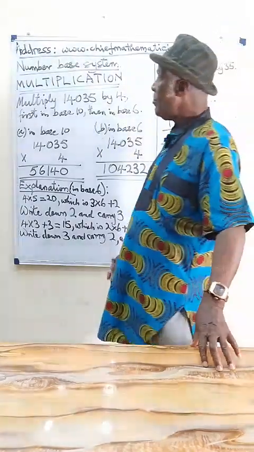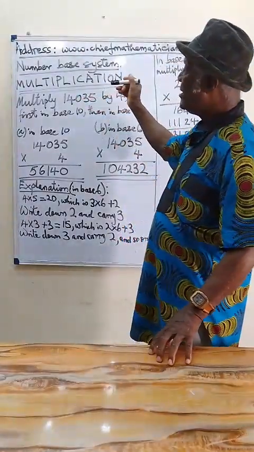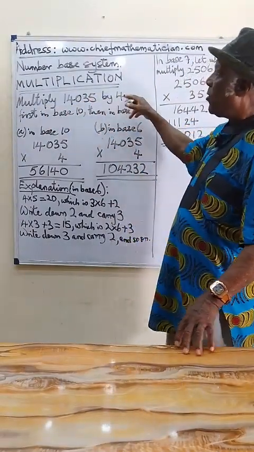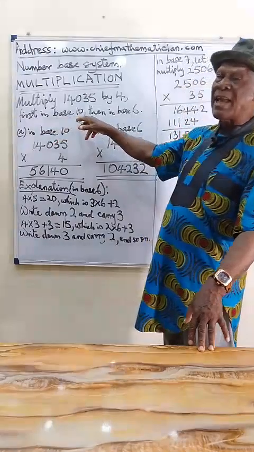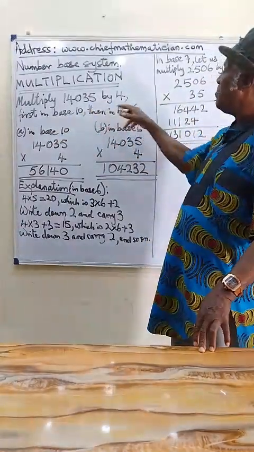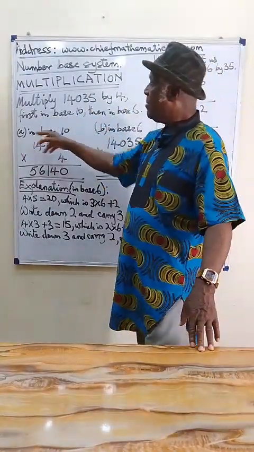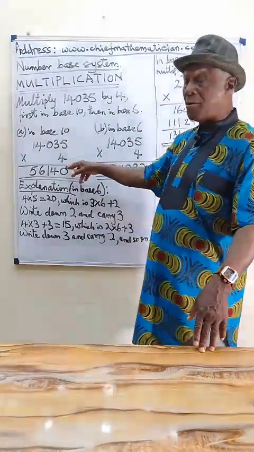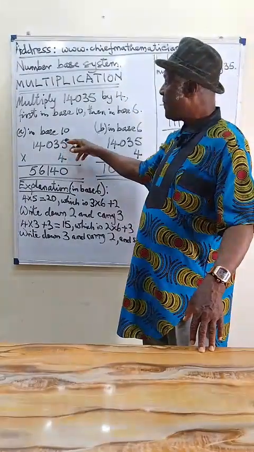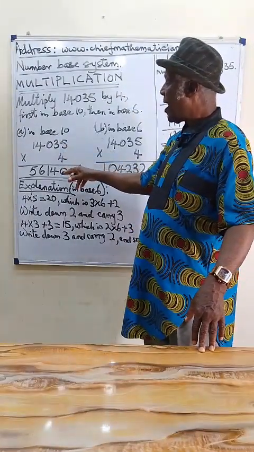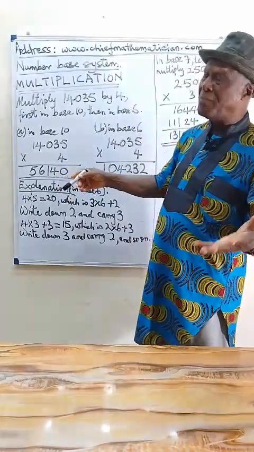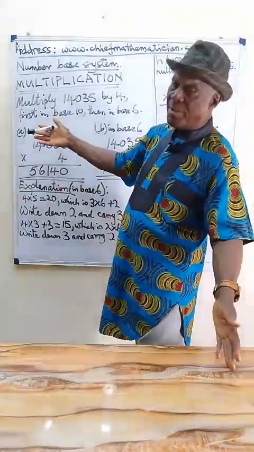with. So if you look at what we have on the board, we want to multiply 14035 by 4, first in base 10, then in base 6. In base 10, 14035 multiplied by 4. Of course, 4 times 5 is 20. You write 0 and carry 2. Of course, you know that the 2 you are carrying is 2 bundles of 10, because you are working in base 10 now.